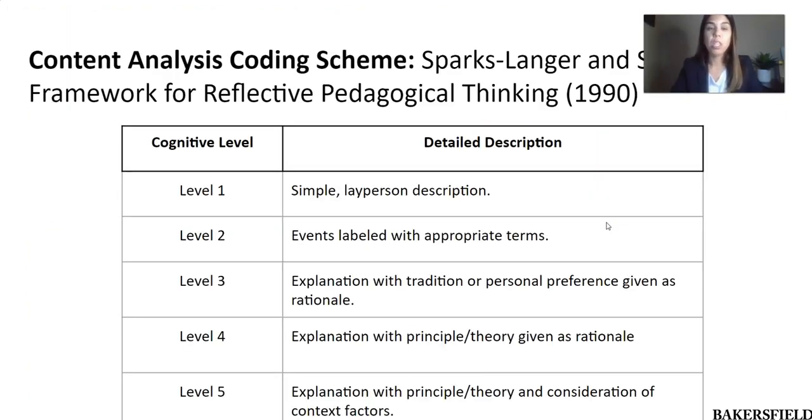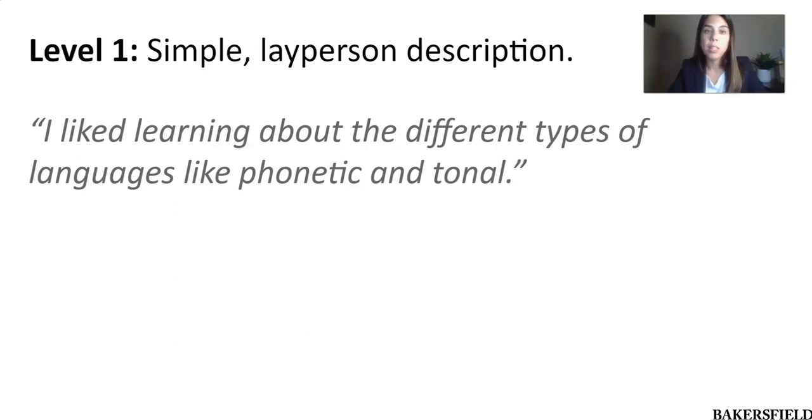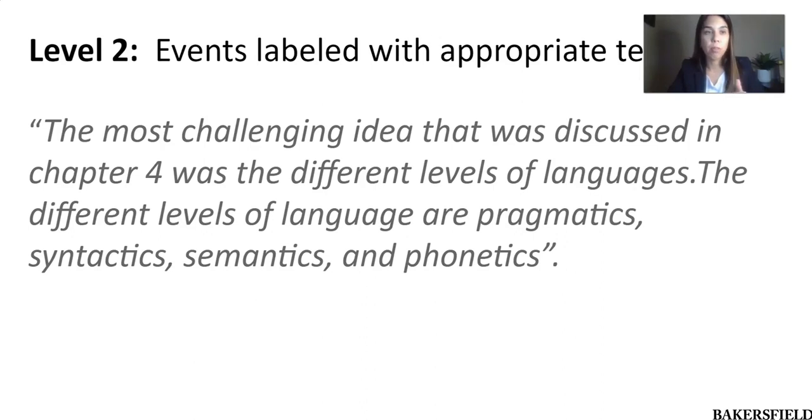In terms of methodology, I did a content analysis just of the original postings to compare apples to apples, since the control group did not have peer replies. And I used Sparks-Langer and Simmons' framework for reflective pedagogical thinking as my coding scheme. So here's a table of the 5 levels of cognitive engagement that exist in this framework. And here are some real examples that I found. Feel free to pause. So all the examples here are data that I collected in my study.